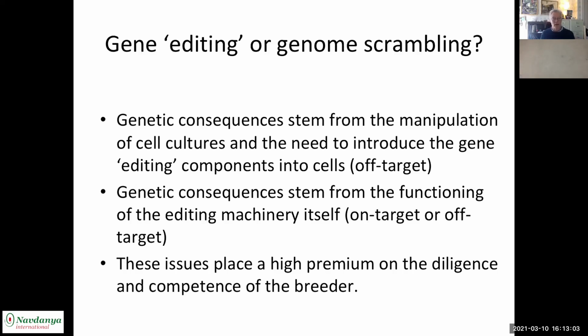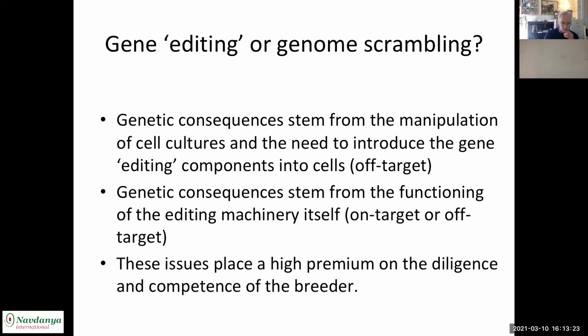And then there's another set of genetic consequences which stem from the functioning of the gene editing machinery itself. The gene editing machinery can cut the DNA on the target, but it can also mistakenly cut other places in the genome, which people call off-target cuts.